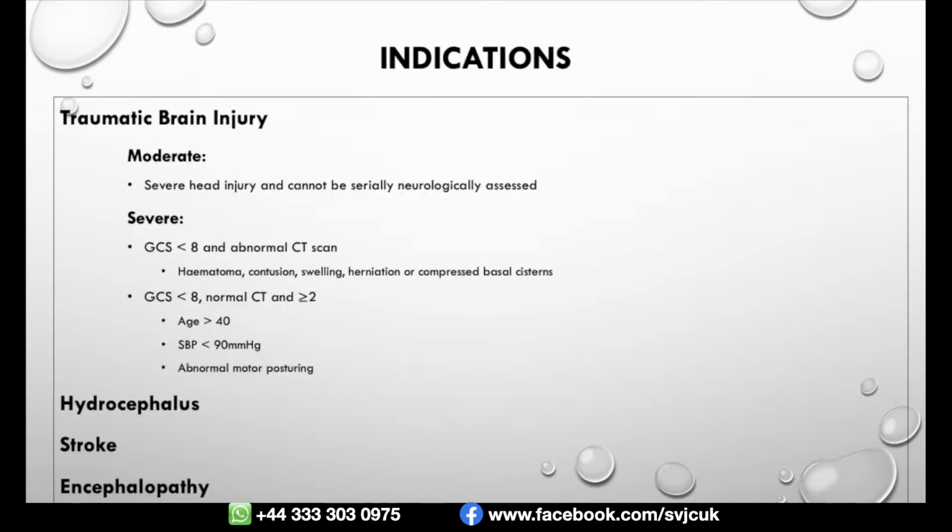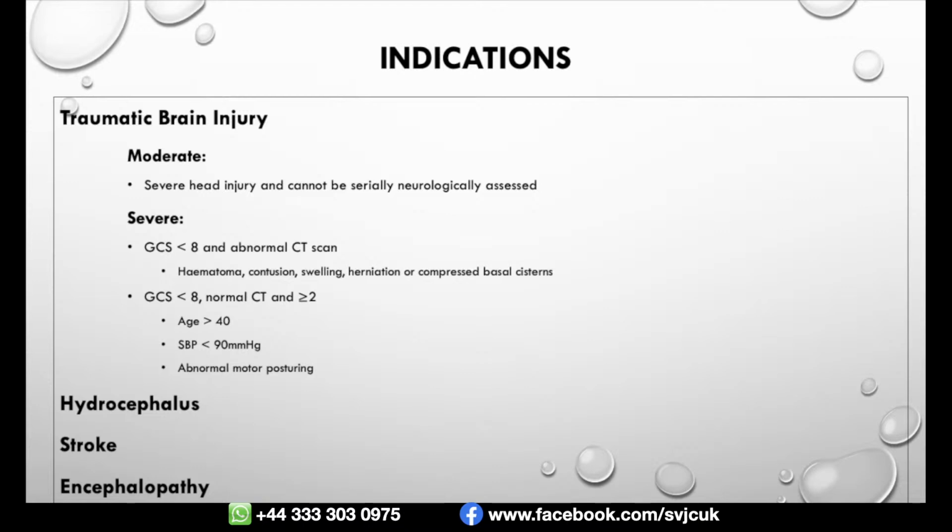So indications for monitoring ICP include traumatic brain injury, and this may be in the context of a severe head injury where the patient cannot be serially neurologically assessed, which may be because they have either been intubated and ventilated or they're unable to comply with the examination, or a severe TBI where they've got a Glasgow Coma score of less than 8 with an abnormal CT scan.